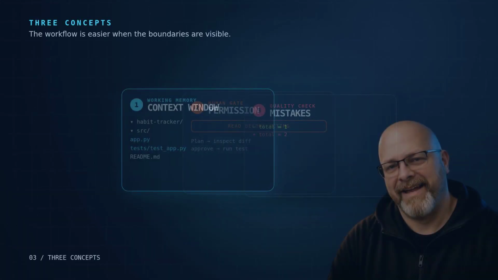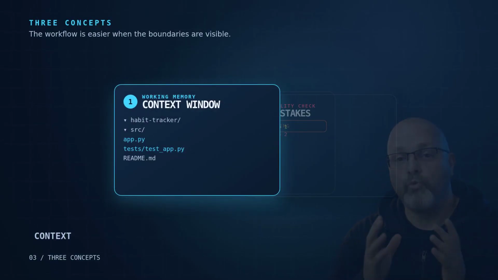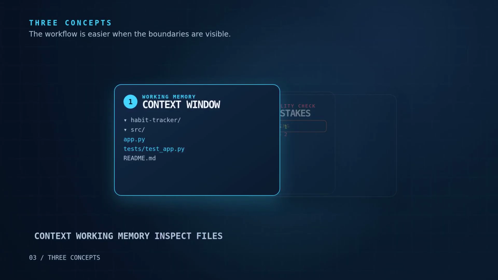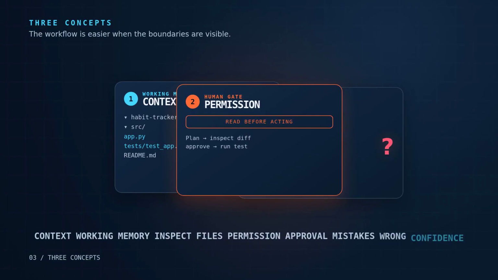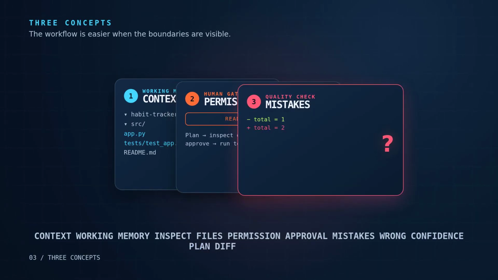3 concepts make the rest less mysterious. First, the context window. Think of it as working memory. It can hold a lot, not everything, so ask it to inspect the relevant files instead of assuming it knows your project. Second, permission. Before a command or change, read what it wants to do. You are still responsible for the approval. Third, mistakes. It can misunderstand you, change too much, or be wrong with confidence. That is why the workflow is plan, diff, test, not faith.